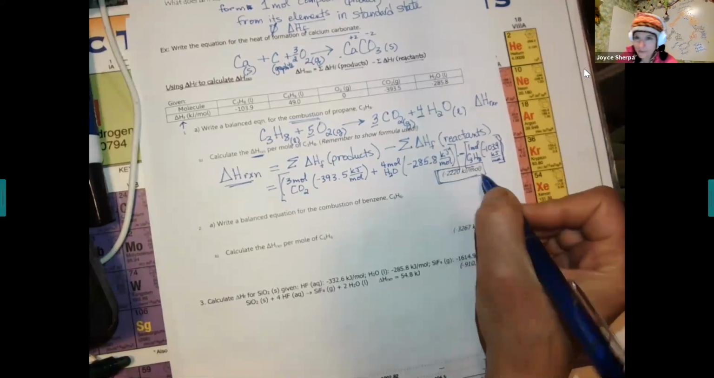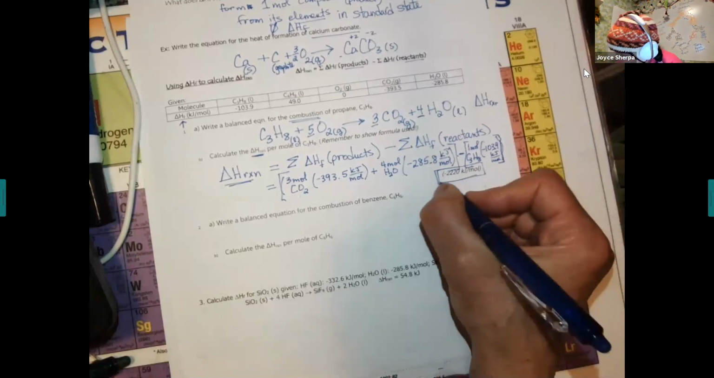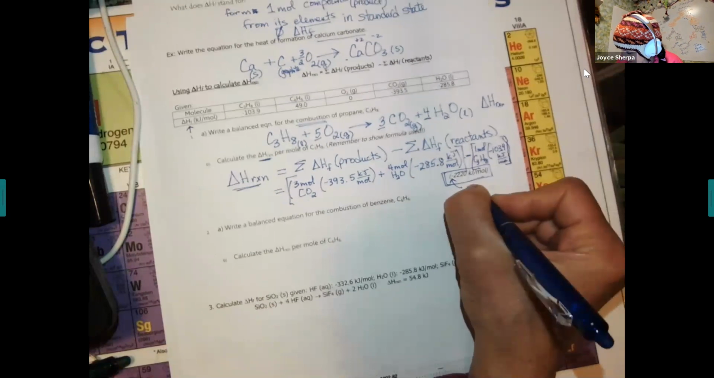Did I not give you answers? Oh, I did. Great. I don't have to put them all in. And we should get around negative 2,220. Combustions are always large numbers. And my answer makes sense because it's exothermic. I made that comment earlier. Combustions are exothermic.